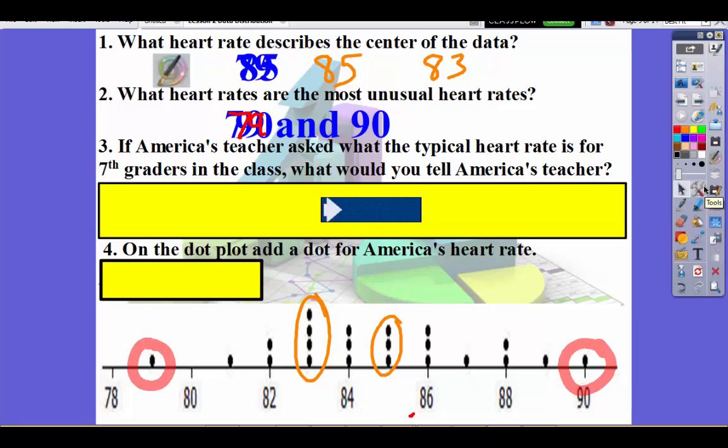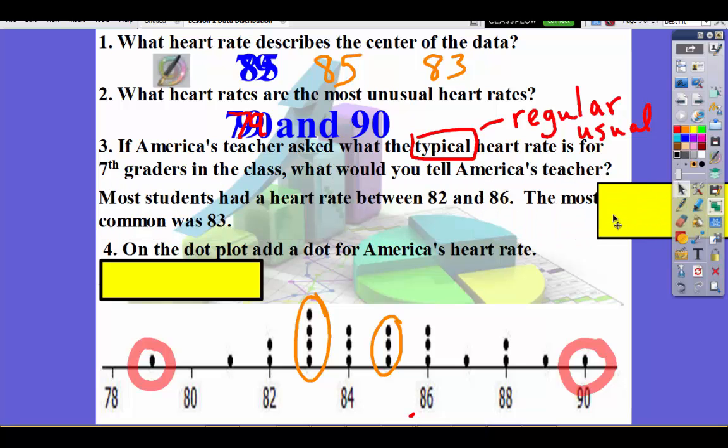Okay, here's our next one. If America's teacher asked what the typical heart rate is for 7th graders in class, what would you tell America's teacher? Well, remember, typical means what? Typical means the regular, usual, normal, any one of those. So I can look, what looks like the regular heart rates? Well, most of my data is between what? 82 and 86.